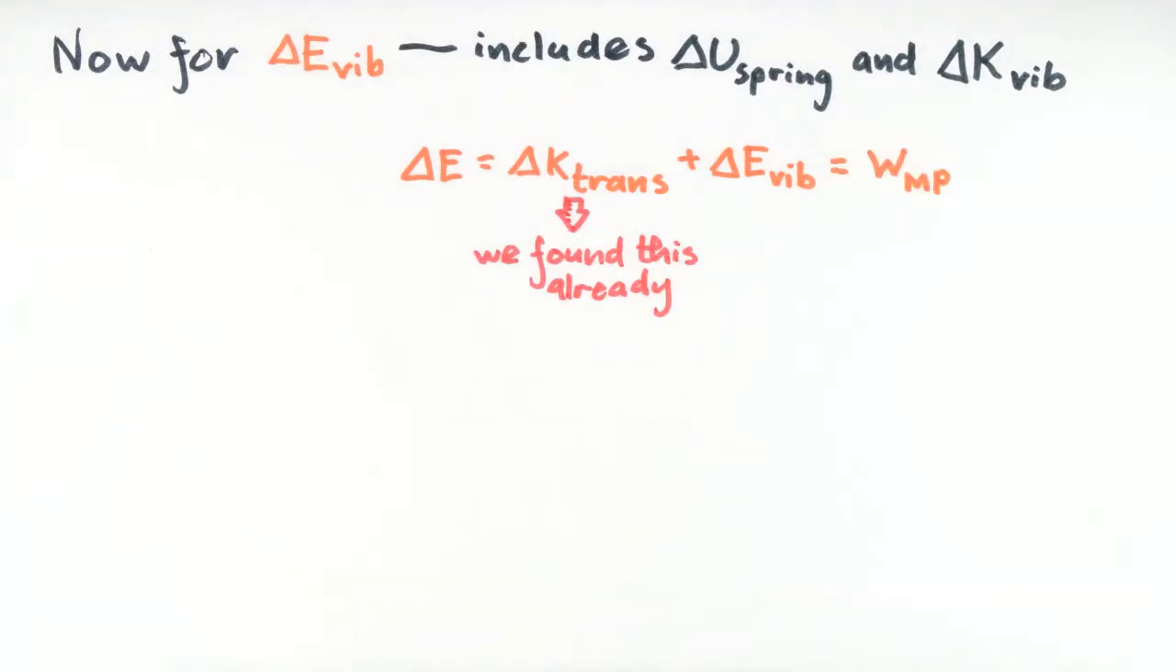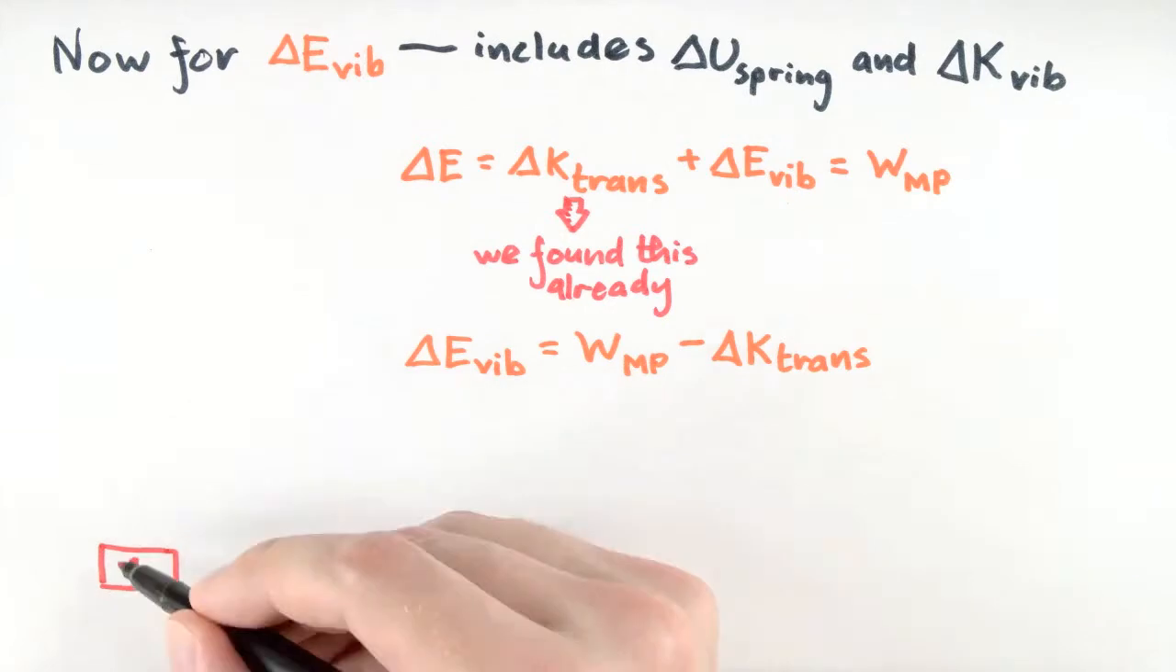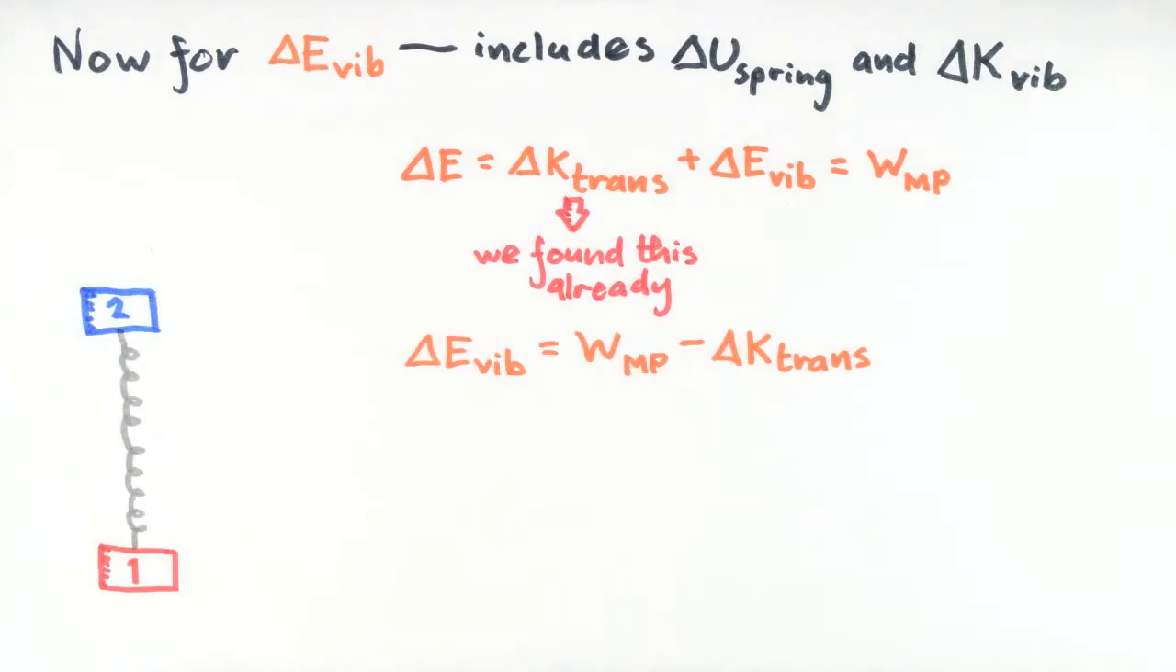Now, when we solve for delta E vib in the energy principle, we see that we need to compute all the work done on the system by the surroundings. There are 3 separate work terms here. For the top block, block 2, there are 2 work terms, work done by the upward pulling force and work done by the weight force, F sub g on 2. While for the bottom block, block 1, there is only one work term, the work done by the weight force, F sub g on 1.